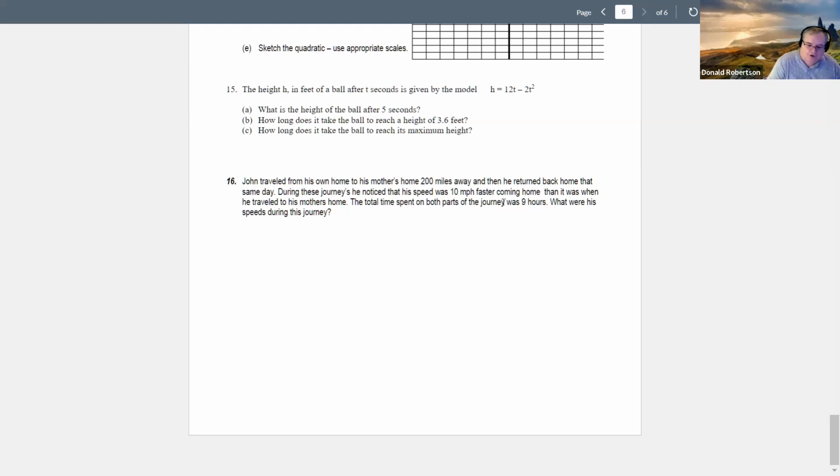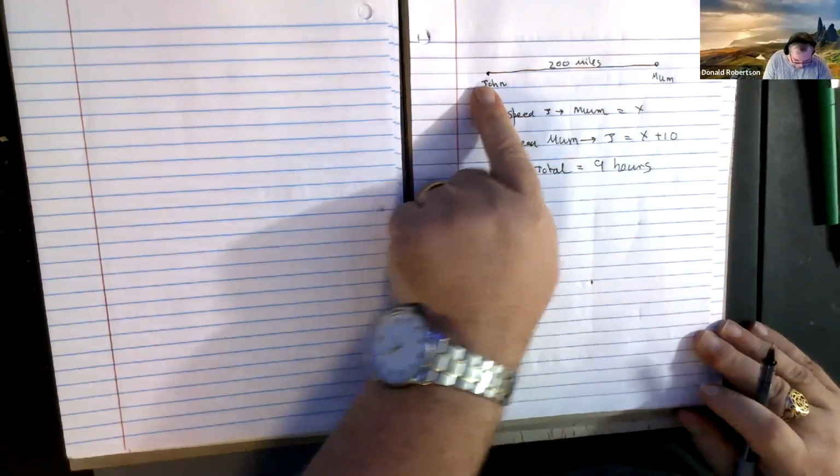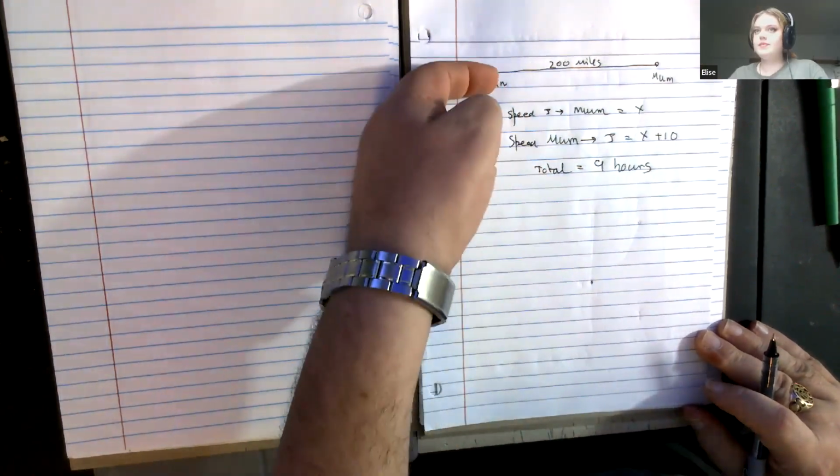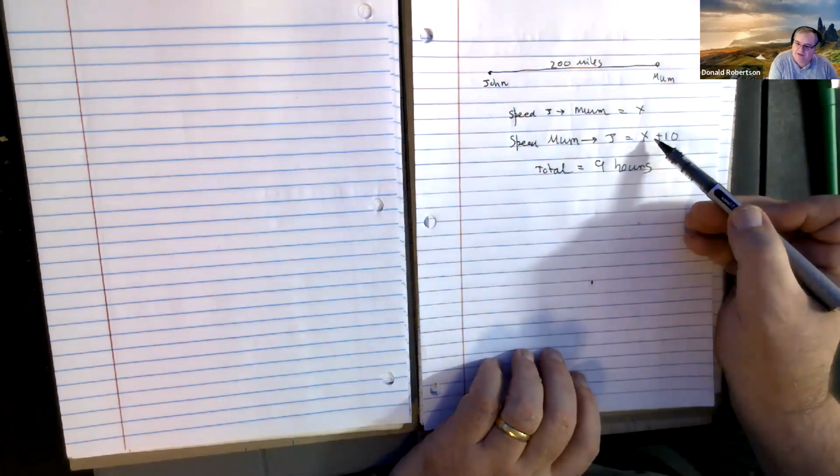So I've pretty much got everything that story did. I've just kind of maybe written it down a little bit more visually and a little bit more algebraically. So John to his mum, 200 miles. Okay. When he goes that way, I don't know what the speed is, but I'll call it X. When he comes home, it was 10 miles an hour faster. So I'm going to call it 10 add X, right?